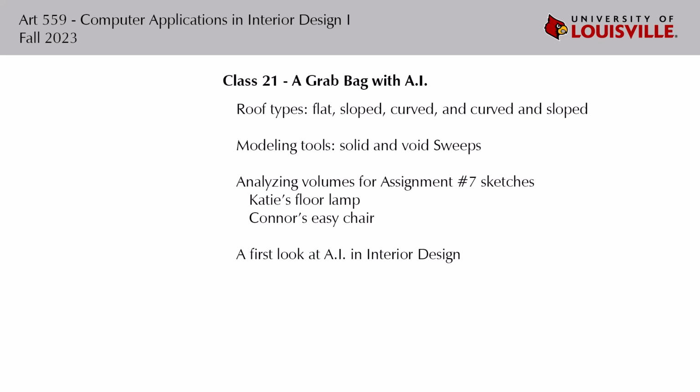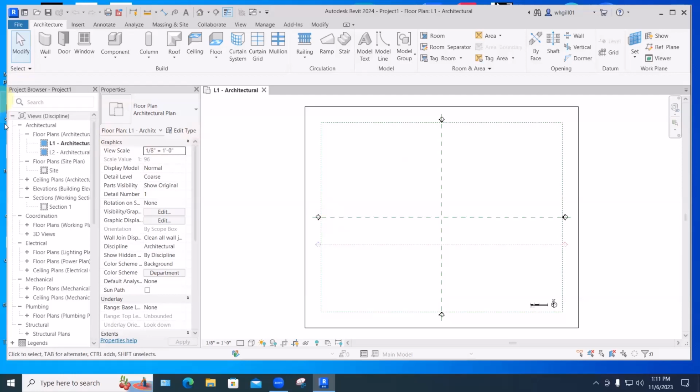Assuming that you are starting to think about a roof for your studio project, I'd like to look at several ways to build a roof besides using the default settings for a roof by footprint. We'll look at flat roofs, roofs sloping in a single direction, curved roofs, and curved sloping roofs. Let's do the flat one first.